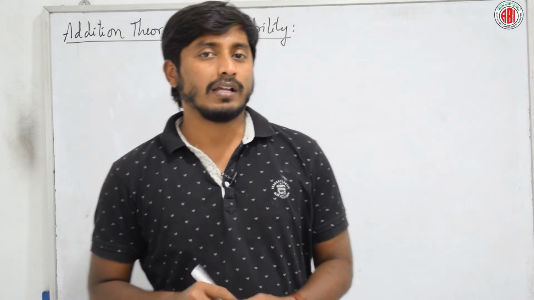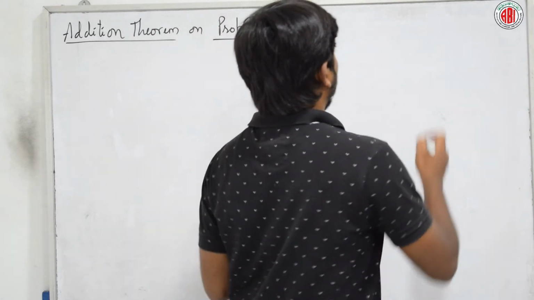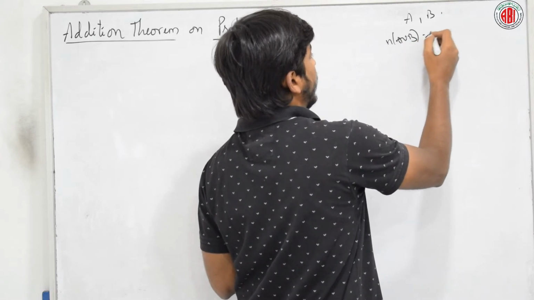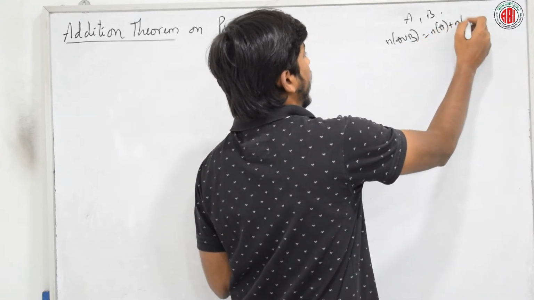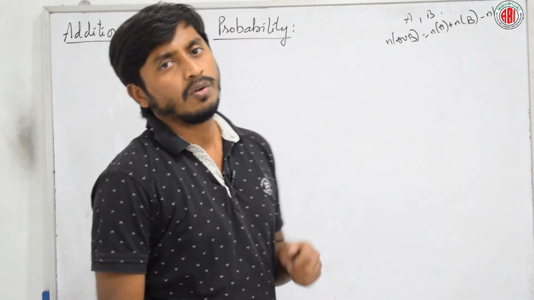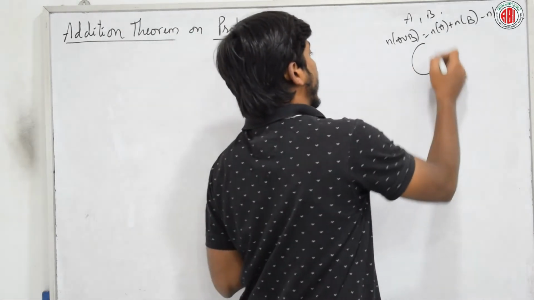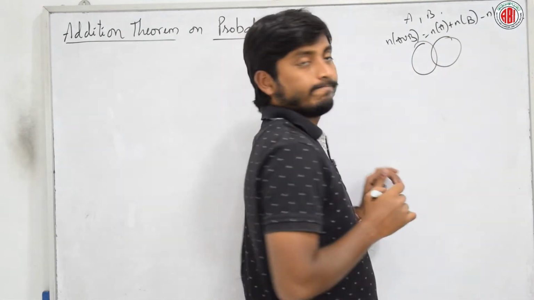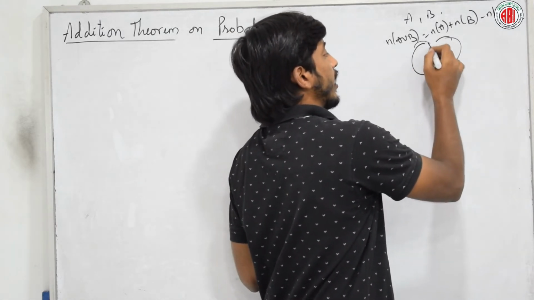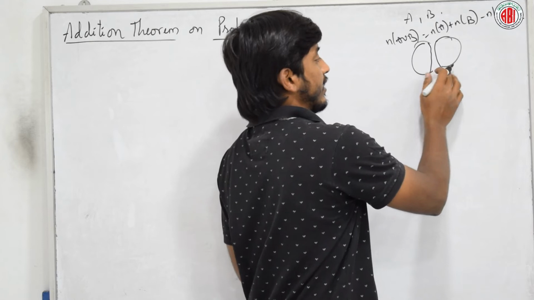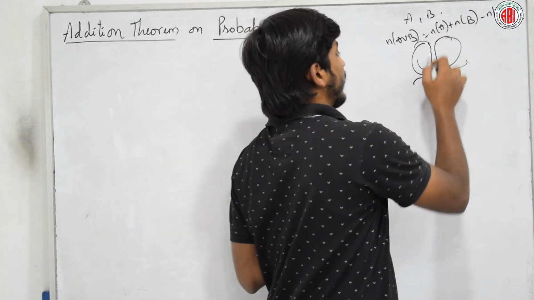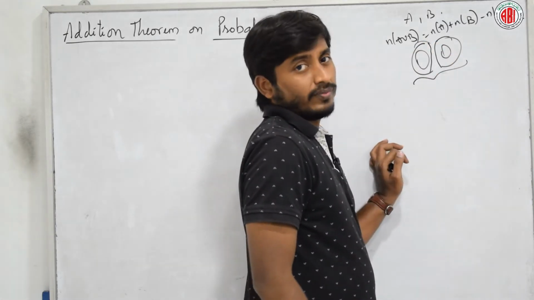As you all know, in sets, if I have two sets A and B, then n of A union B can be written as n of A plus n of B minus n of A intersection B. Isn't it? What does this mean? If there is no intersection, then the total number of elements is equal to the sum of this element plus this element. Isn't it?